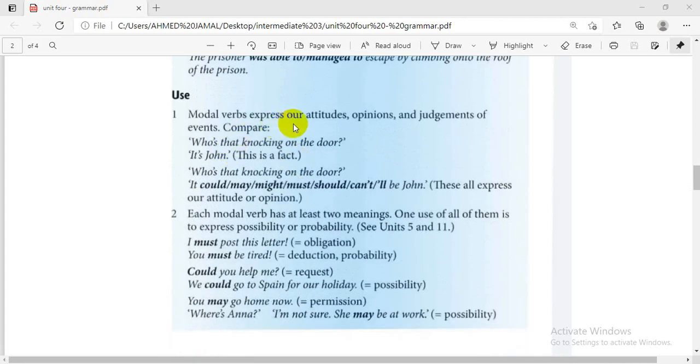Modal verbs express our attitudes, opinions, and judgments of events. Compare.